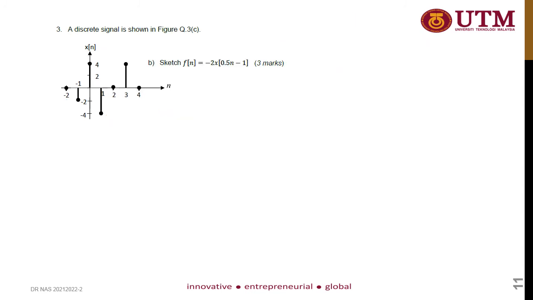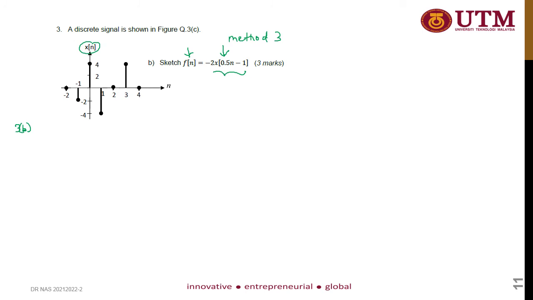Okay, the final question in the example is question 3b. Don't forget to write down the question number 3b. Sketch fn. Given xn, you need to sketch a new signal given by fn equal to negative 2x 0.5n minus 1. This means something happened to the original signal xn by using this function so that it will produce fn. Again, if you have signal operations, you may use method 3 in order to sketch the signal.